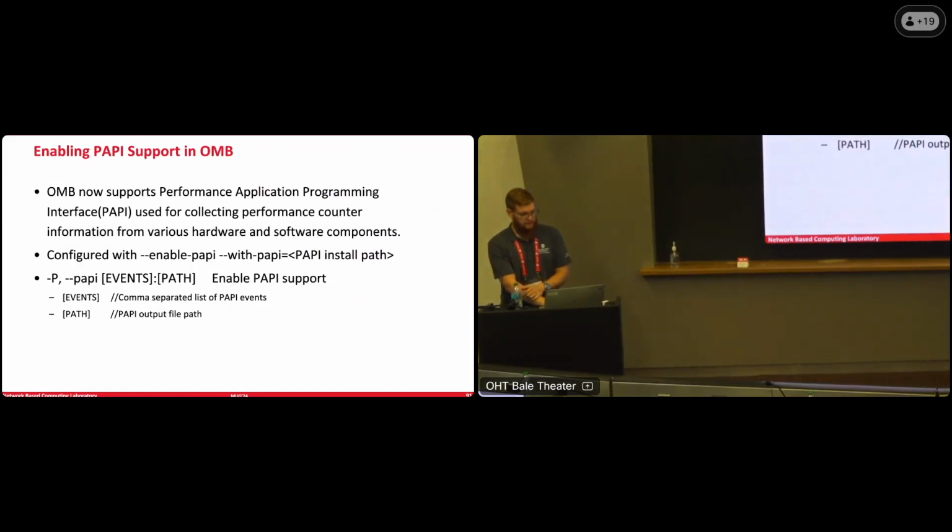We also have PAPI hardware counter support in OMB. This is the Performance Application Programming Interface, which can be used to collect various hardware counters on your run. So you can enable that with the appropriate configure flags listed here, and then you can list various PAPI events that you want to profile and tell it where to print those. More details about the types of events that are supported by PAPI can be found in its documentation.